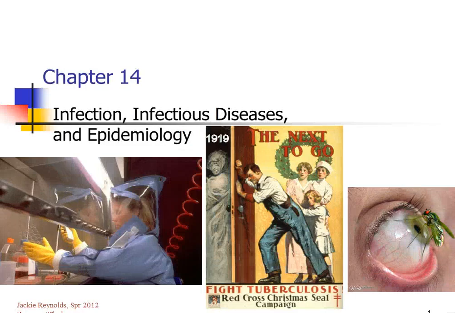To Chapter 14. This is a big chapter, but it's really interesting. It's very diverse. We're going to talk about normal flora. We're going to talk about terms and features of infectious diseases and how an infectious disease progresses. And we are going to get into tricks and gimmicks that microorganisms have, as well as an introduction to epidemiology and public health. So, lots of topics to cover.